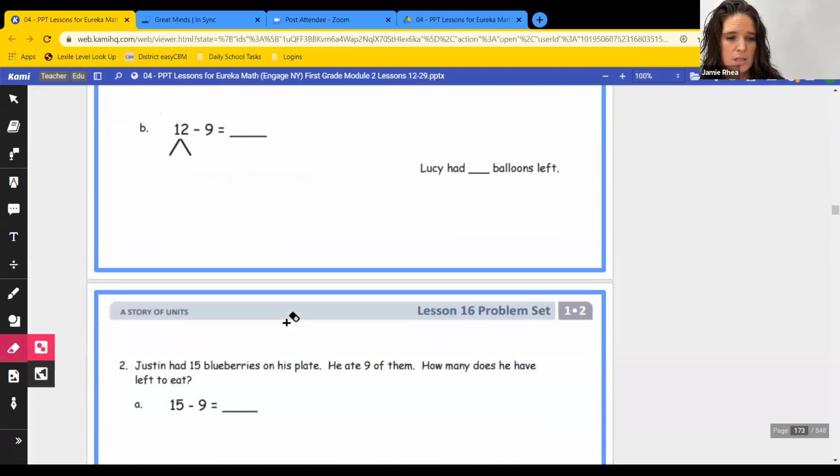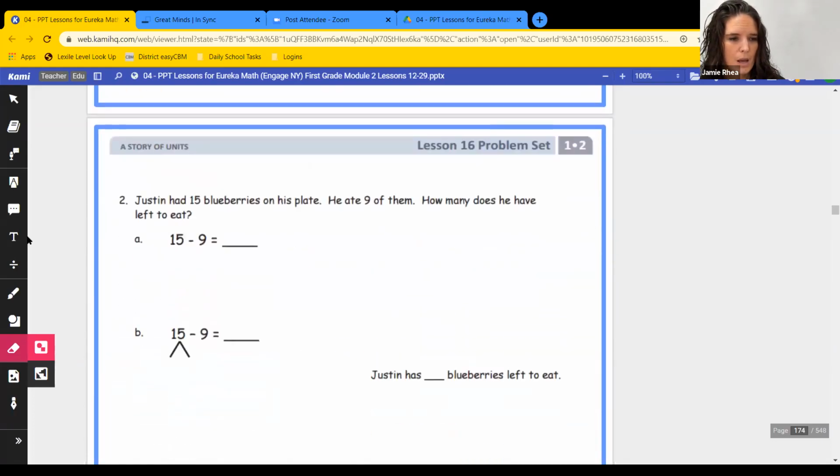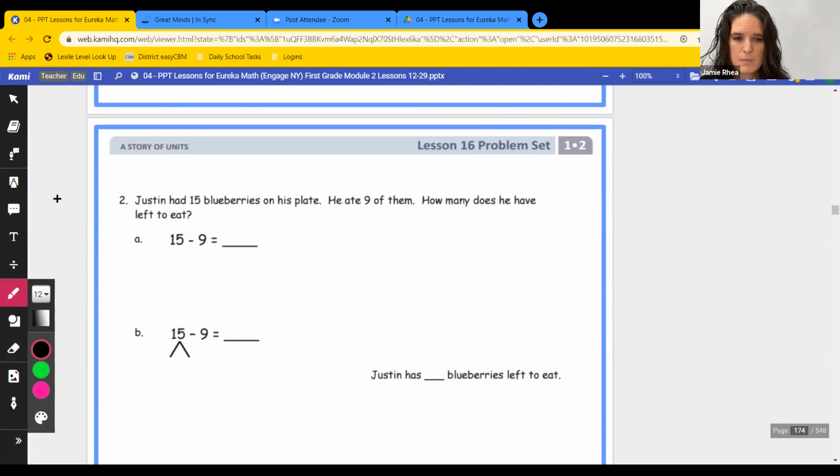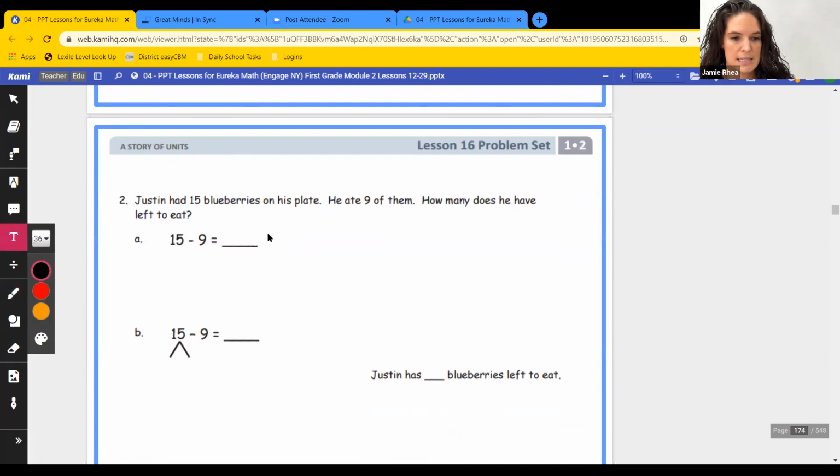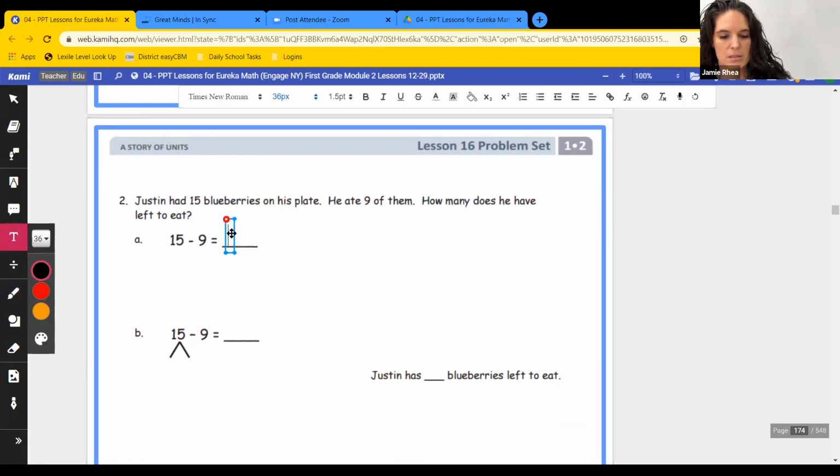Okay, so let's go down to number 2. And I'm going to get my stuff ready. Okay, Justin had 15 blueberries on his plate. He ate 9 of them. How many does he have left to eat? Okay, remember on A, we're going to count on. So we're going to put 9 in our head and count up to 15. Here we go. Ready? 9, 10, 11, 12, 13, 14, 15. How many did I count on? 6. So I need to put 6 in my box.